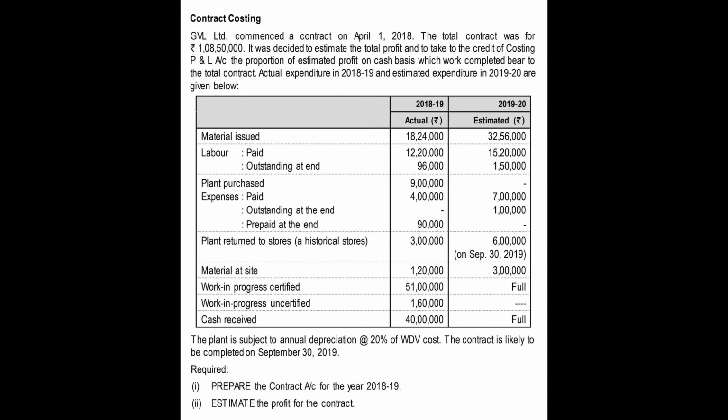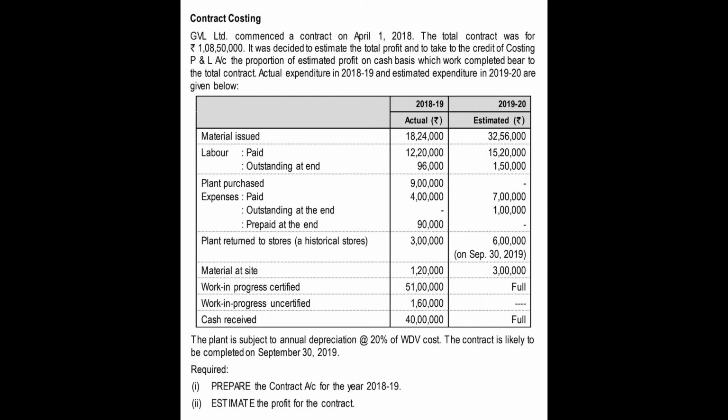The total contract is rupees 1,08,50,000. That is also given in the problem. With respect to plant, the depreciation calculation is also given in the problem. So based on the data given in the problem, we have to work out and compute the total notional profit for the period of 2018-19 and the estimated profit for the entire period is the concept.